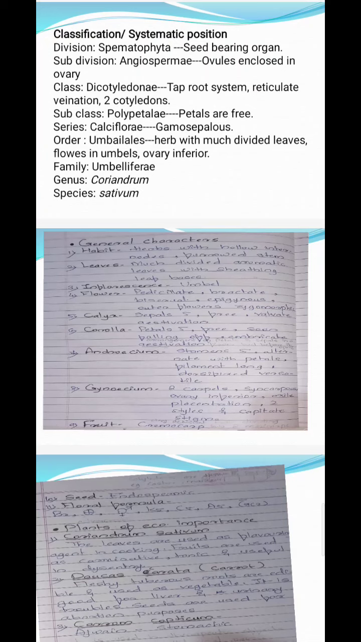Then epigynous, that means the inferior ovary, with all the floral parts arranged on the ovary. The outer flowers are zygomorphic, that is, the flowers on the side have irregular symmetry. Now the calyx: sepals are 5, free, and with valvate aestivation. In the last video I showed you valvate aestivation, where one sepal is arranged after another.